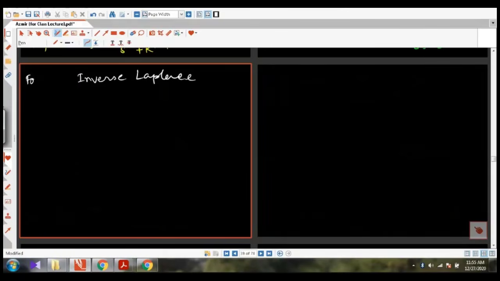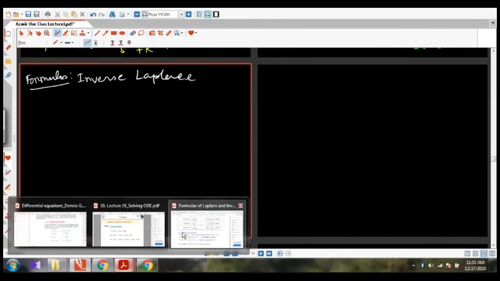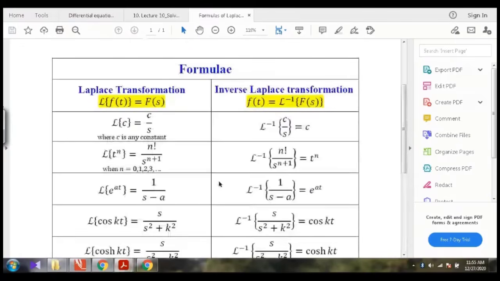Inverse Laplace transformation formulae. So we know that the Laplace transformation of a constant is constant by s. If we are coming from the reverse position, using inverse Laplace transformation, then what will be the inverse Laplace of c by s? It will be c.